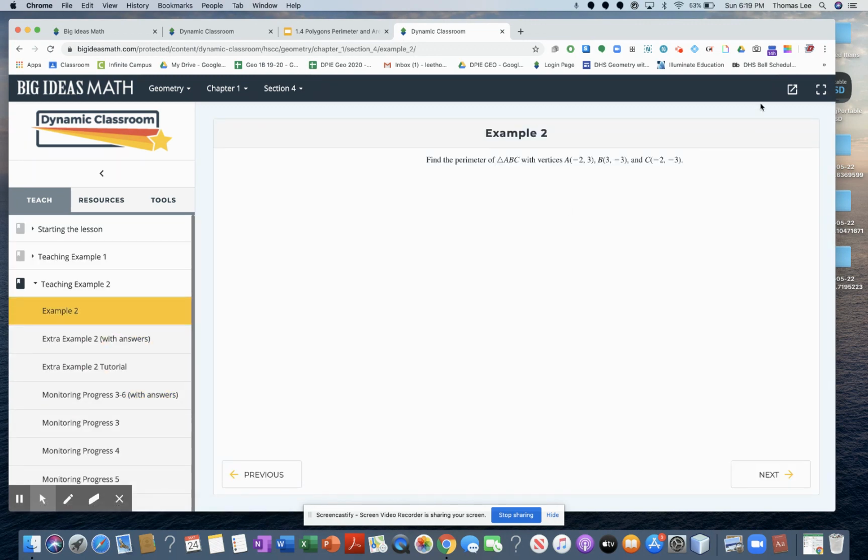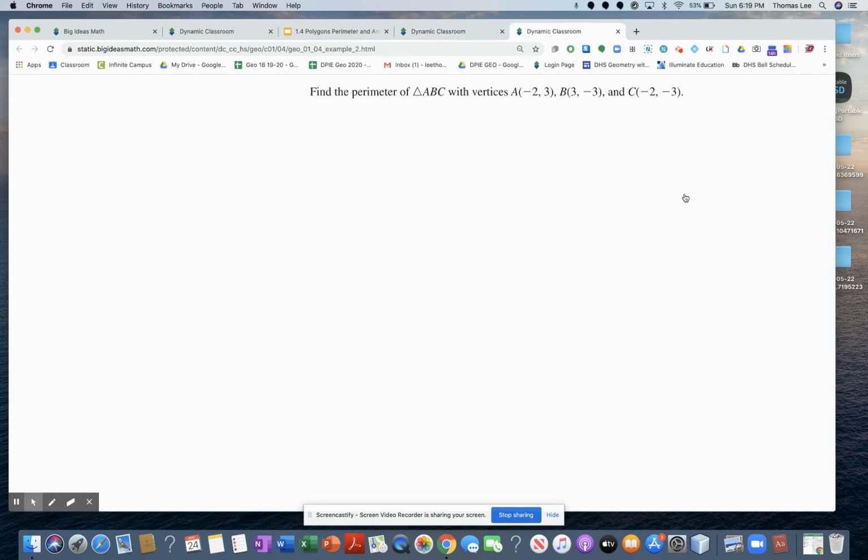Let me make this bigger. Now let's find the perimeter, not area yet. Area we're going to do next. First, let's find the perimeter of triangle ABC. You see this little triangle symbol? Triangles are special because they get their own nomenclature, their own symbol. You read this statement as triangle ABC. Remember that A, B, and C are the vertices, because you name a polygon by its vertices. Find the perimeter of triangle ABC that has vertices A at (-2, 3), B at (3, -3), and C at (-2, -3).